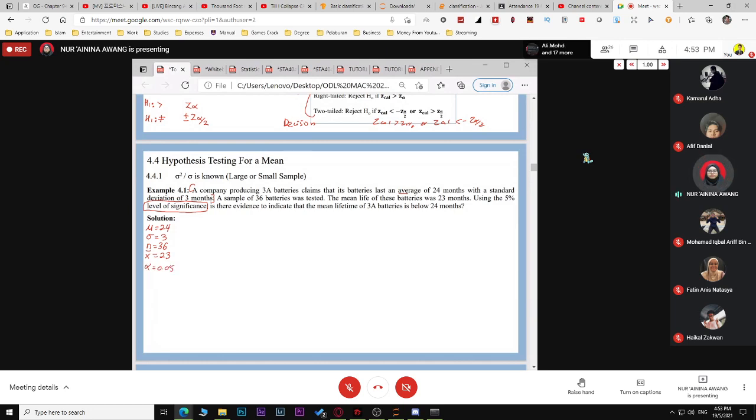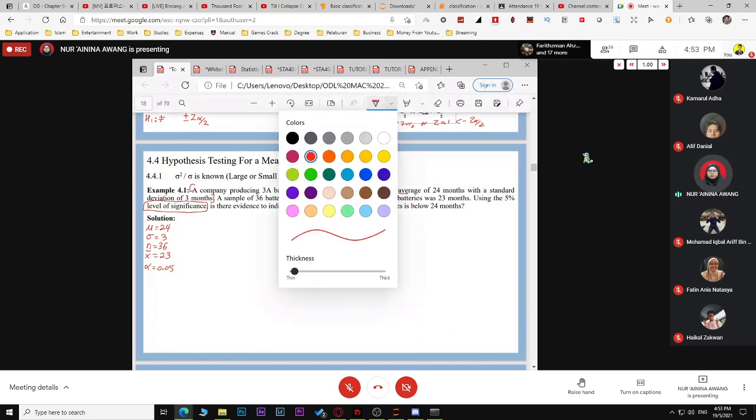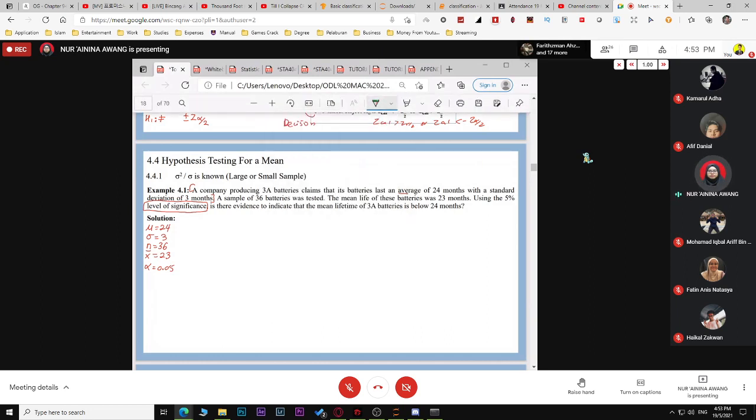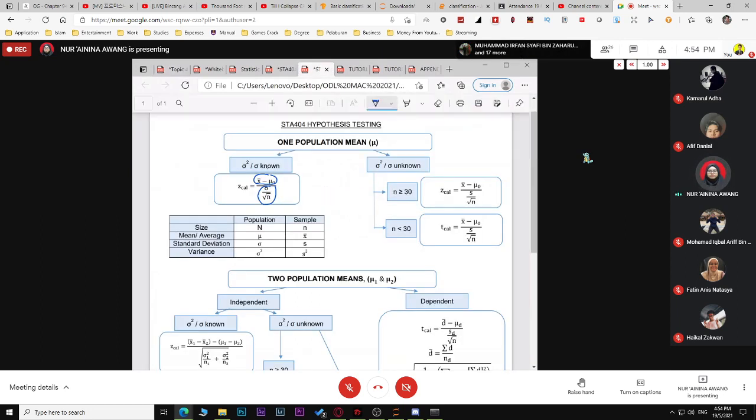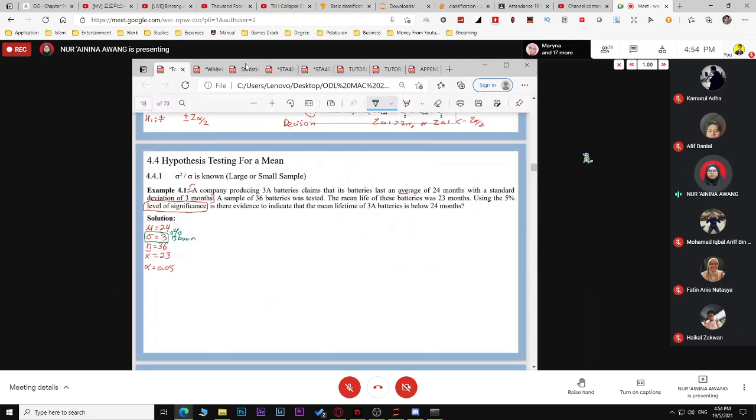So macam biasa, first you check. Okay, nak tahu nak guna formula yang mana, since the case is standard deviation for the population, we know that the case is variance or standard deviation for the population is known. So bila known, kita tahu kita akan guna this formula lah. Okay, z calculated. So first step, you kena buat lah daripada step 1 until step yang kelima.